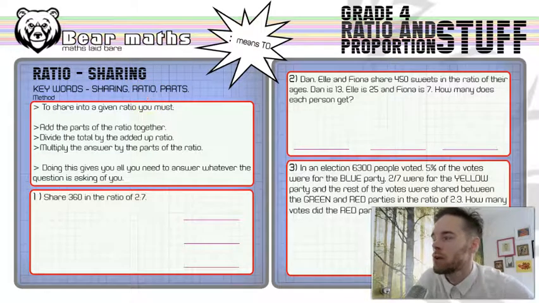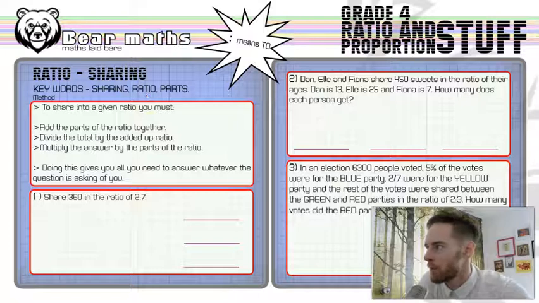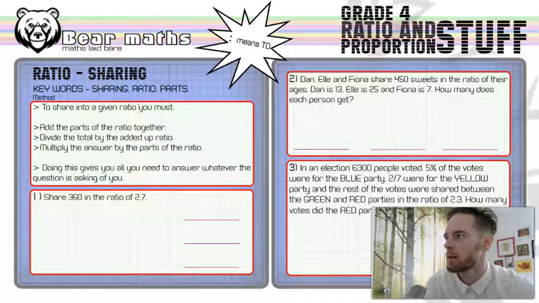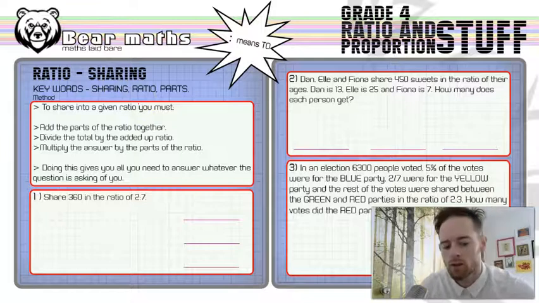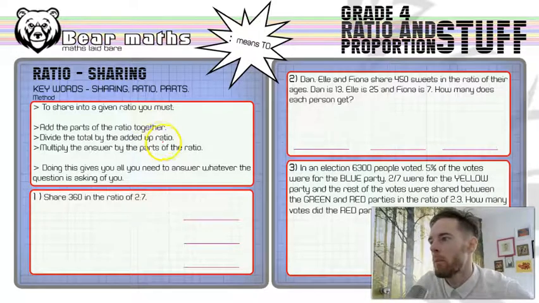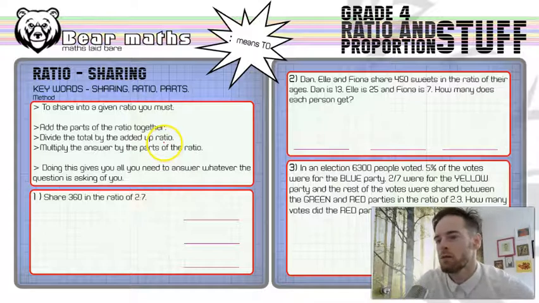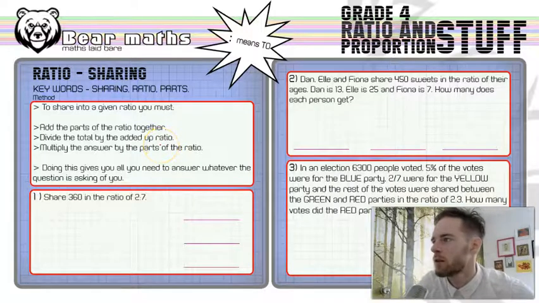This video is on ratio and sharing into a ratio. So keywords are sharing, ratio and parts. When you're sharing something, you're splitting up, you're dividing. And the ratio is a number that is to another number. It tells you how many of something you get to something else. And the parts are the sides of the ratio. Now you say there's a left hand side and a right hand side. Sometimes there's 3 parts to a ratio or 4 parts. It could be any number of parts.